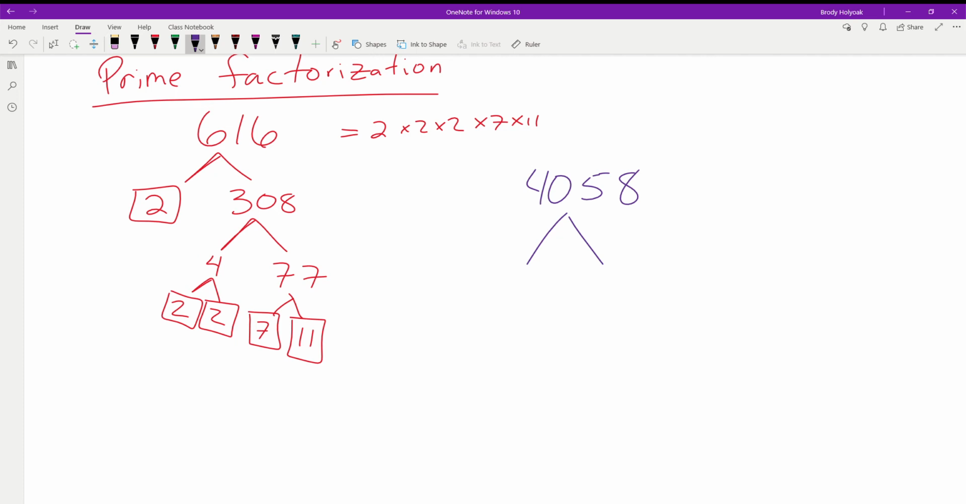I'll give you guys a couple minutes to look at this one. And then the idea too is we want to break things down to where they're prime, because then we know we can't reduce them any further.